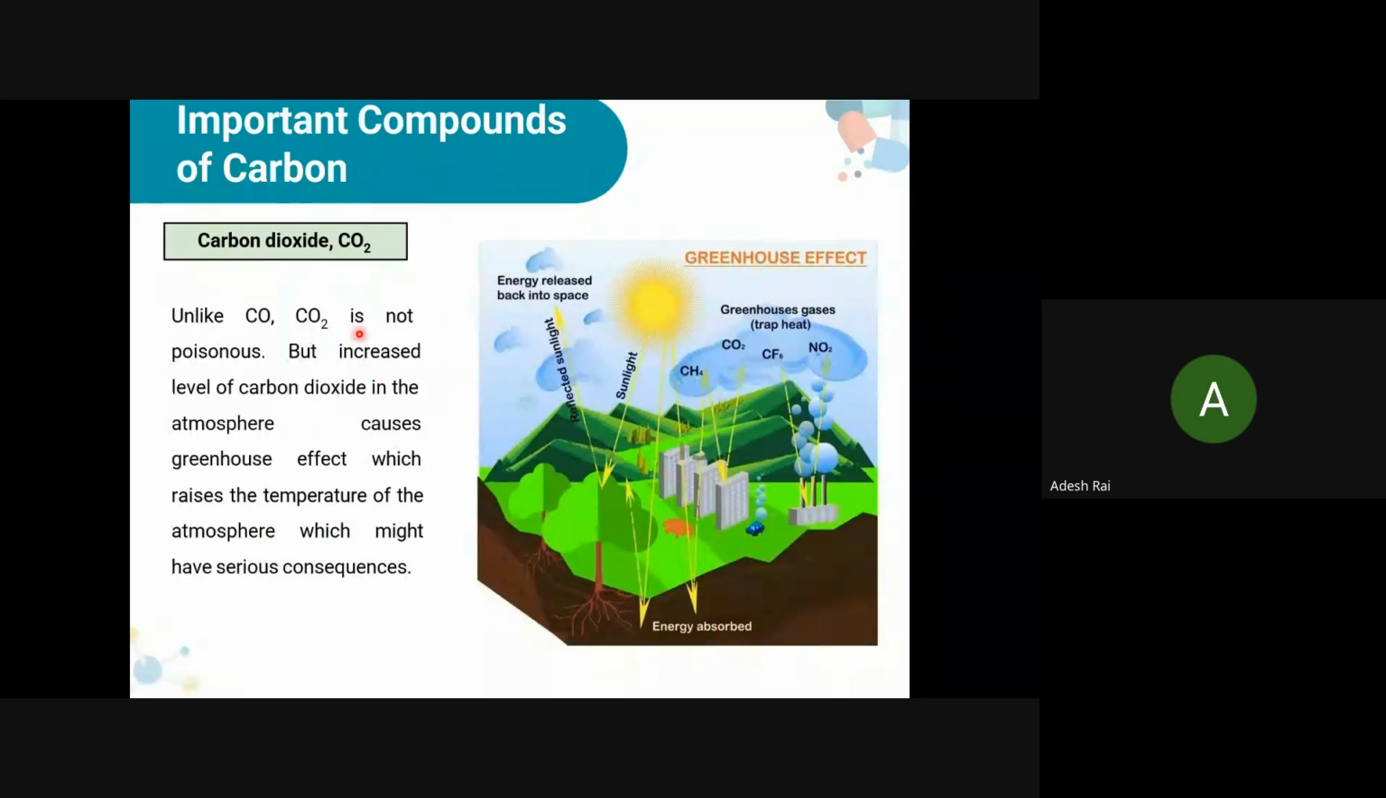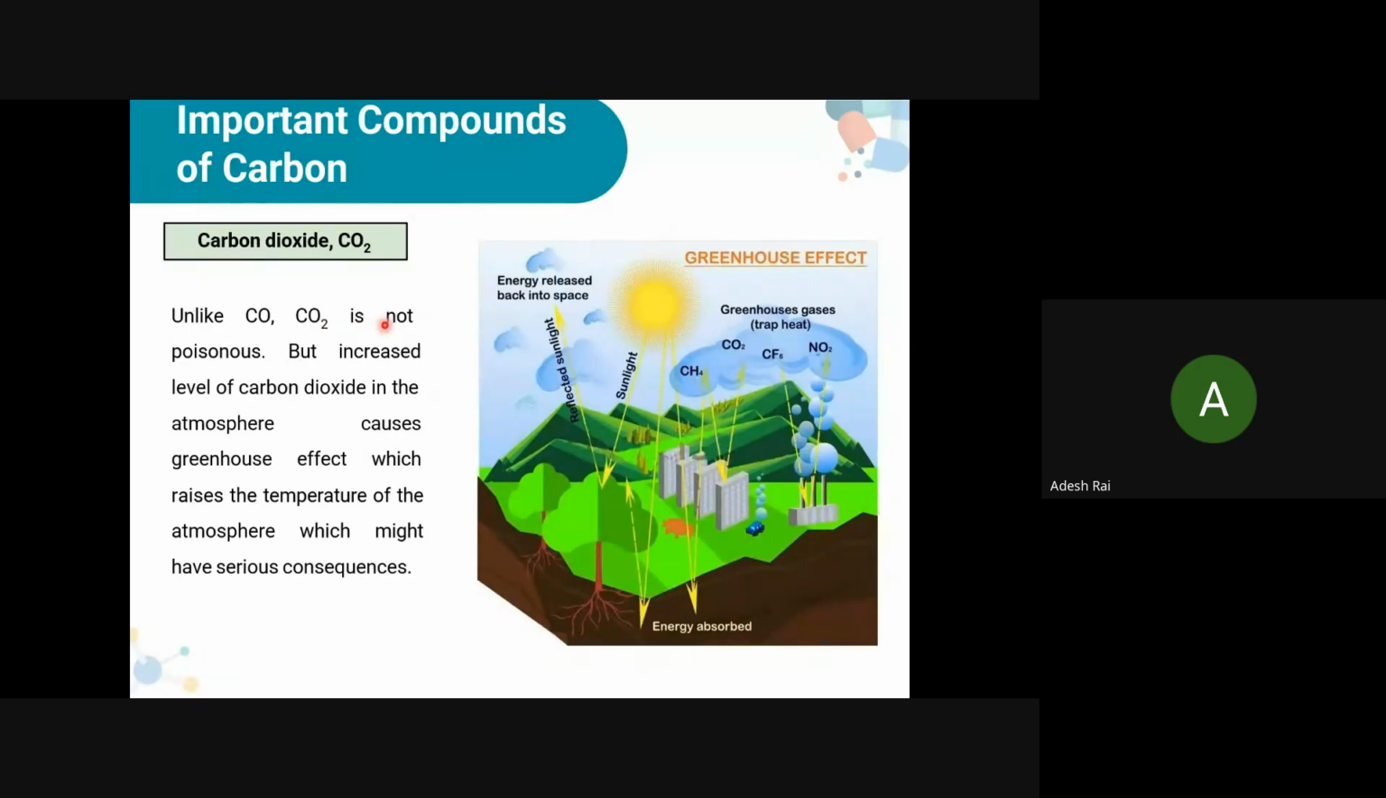Unlike carbon monoxide, CO2 is not poisonous. I told you that case, right? In colder regions, people used to close their windows and doors, and still the angithi was on. In that case, what happens? Carbon monoxide was forming eventually, and it leads to fatal cases. In some regions, it has led to fatal cases.